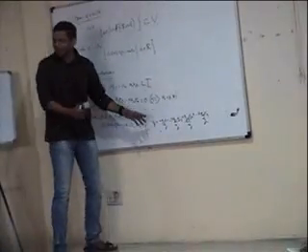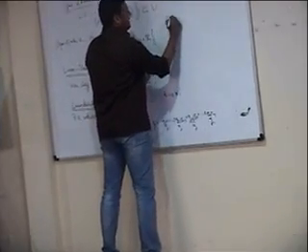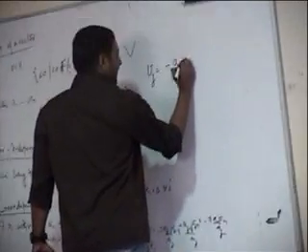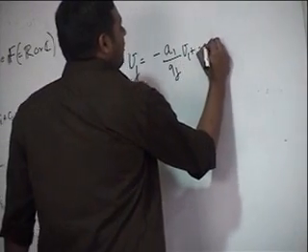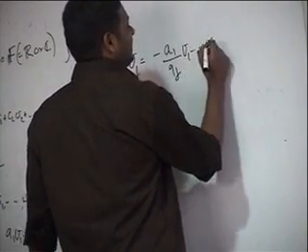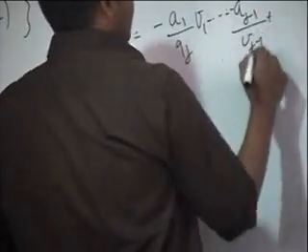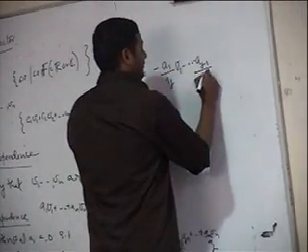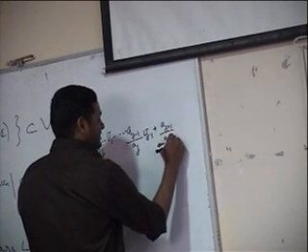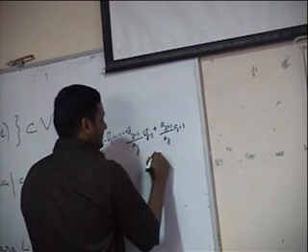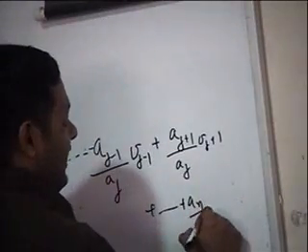Oh, sorry, I wrote it too small. I will write it again. What I have written there is vj is equal to minus of (a1 by aj) into v1 plus etc. up to minus of (a(j-1) by aj) into v(j-1) plus (a(j+1) by aj) into v(j+1) plus etc. up to (an by aj) into vn.